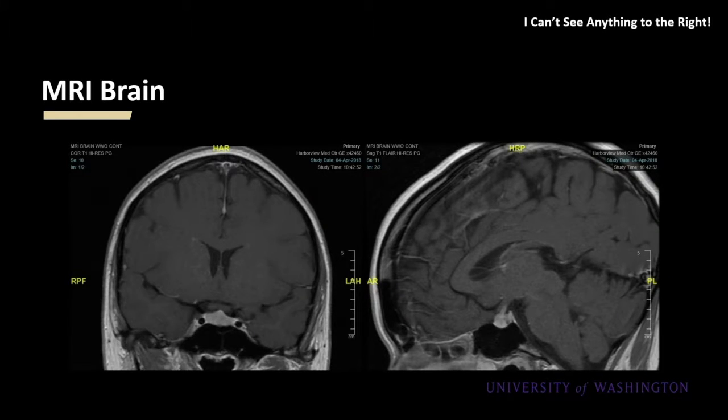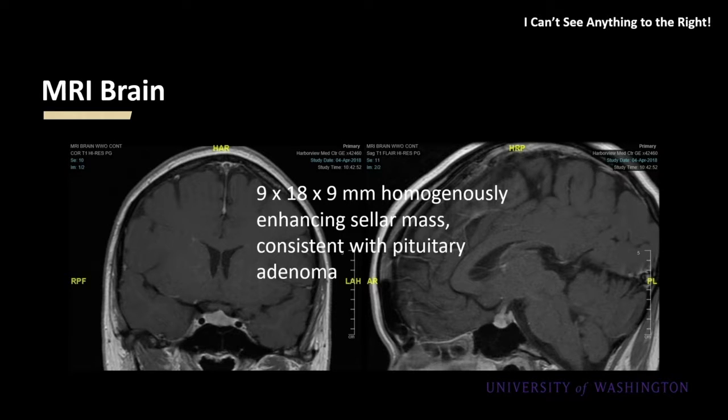So here's her brain MRI. No junctional lesion. Yeah, no lesion. So she does have a sellar mass. It was read as 9 by 18 by 9. How old is this person? 35? I bet a lot of ladies have a little tented up pituitary. Yeah, but you've got to tell the patient about this lesion. I mean, it's a real lesion.